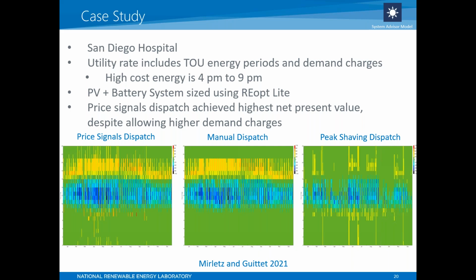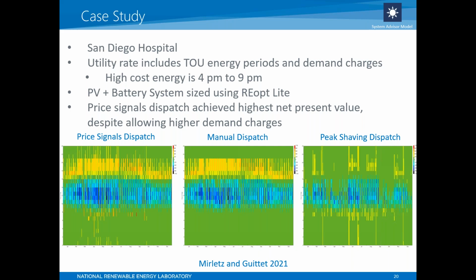So the manual dispatch was specified to discharge during that 4 p.m. to 9 p.m. period. And this is the case with PV only charging and the investment tax credit. So the blue indicates charging when PV is available. Peak shaving dispatch tends to discharge both in the morning, when there's a morning peak before there's significant PV generation, and then later into the evenings than just the high cost energy period. But there's a lot of days where it's not discharging during that high cost energy period.